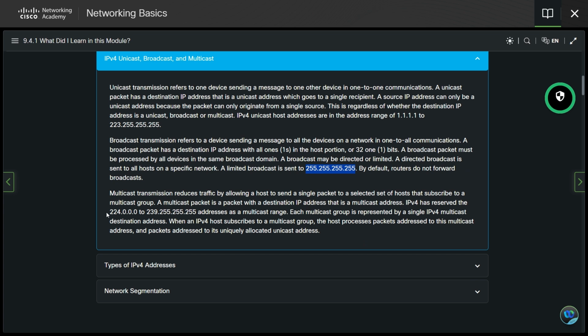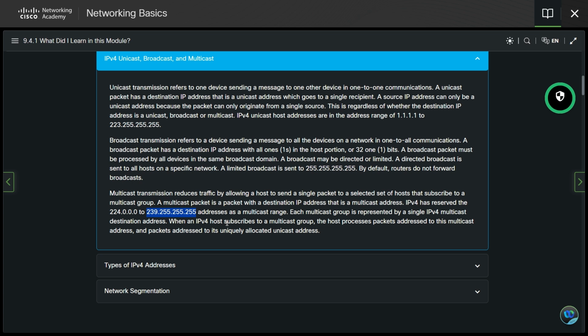And the last is multicast transmission. It reduces traffic by allowing a host to send a single packet to a selected set of hosts that subscribe to a multicast group. A multicast packet is a packet with a destination IP address that is a multicast address. IPv4 has reserved this address to this address as the multicast range. Each multicast group is represented by a single IPv4 multicast destination address.